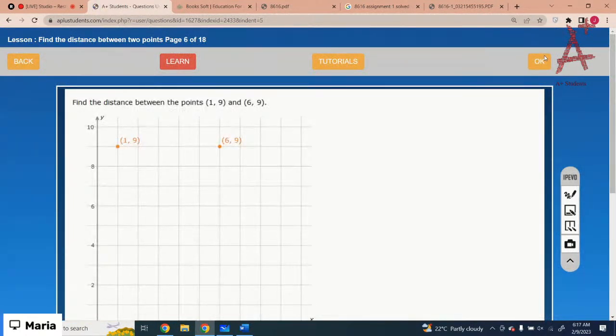The next one is find the distance between the points 1, 9 and 6, 9. So they have the same y component. That means they lie on the y-axis. Got it? So it would be just subtract their x component and take the absolute value. So it would be 6 minus 1. So 6 minus 1 is, yes, it is 5. The distance between the 2 points is 5 units. Five. So just select the correct option and click on the OK button.